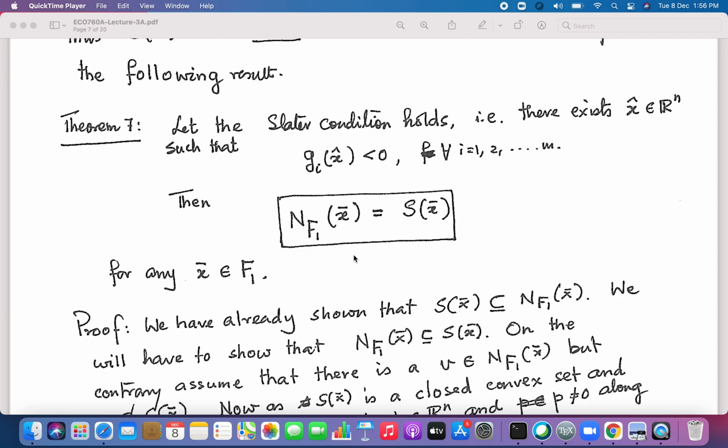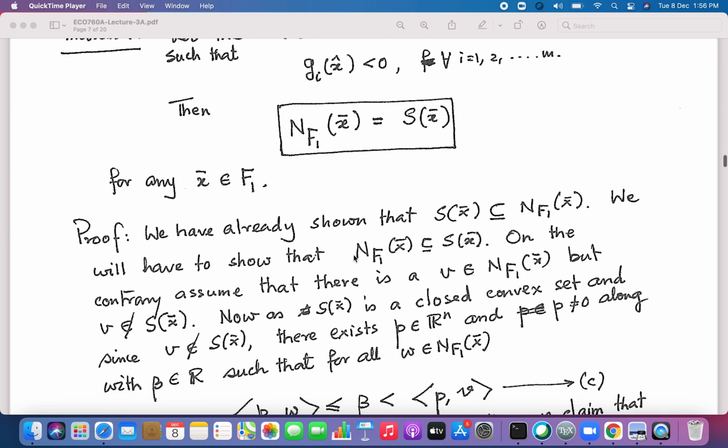What we already know is that S of x bar is a subset of the normal cone to F1 at x bar. Because S of x bar is a finitely generated cone and we know that a finitely generated cone is closed, S of x bar is a closed convex cone. Now we want to show the reverse, that the normal cone to F1 at x bar is a subset of S of x bar.